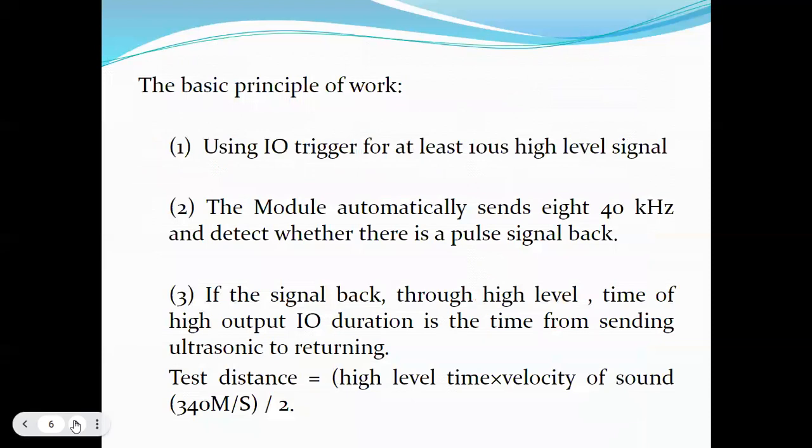The basic working principle of HCSR04 is using the IO trigger for at least a 10 microsecond high level signal. The module automatically sends 40 kilohertz and detects whether there is a pulse signal back or not. If the signal is back through high level, the time of high output IO duration is the time from sending ultrasonic to returning of the signal. Test distance is about high level time multiplied by velocity of sound, which is 340 meters per second.